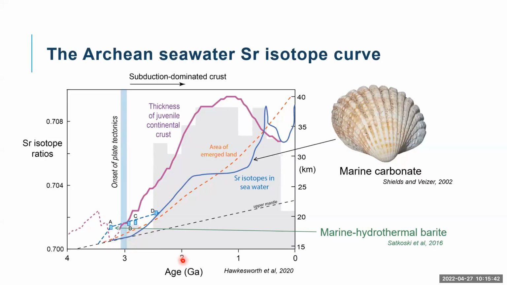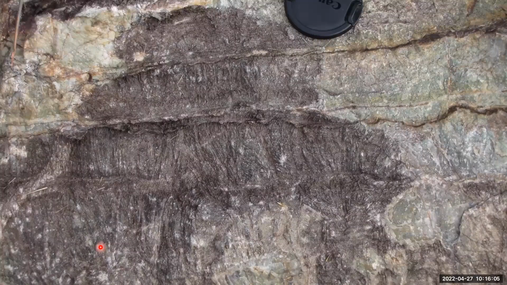And so what we try to do in our study is zoom into this part of the strontium isotope curve, because this is where it seems that something exciting is happening, something is changing. We try to figure out at which time this seawater strontium isotope curve starts to deviate from this upper mantle curve. So we also use barite for that, just like Aaron Sadkowski did, and there are several reasons for that.